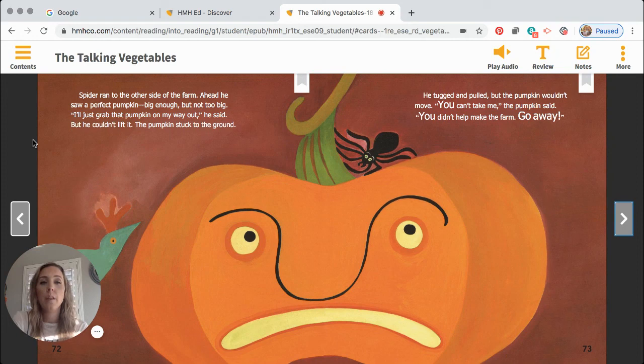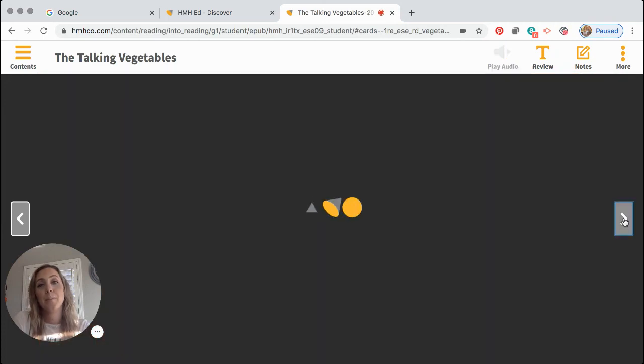I want you to think about how you think Spider is feeling right now. Do you still feel like he's feeling unkind and kind of rude? Or do you think his feeling or his attitude may be changing once these vegetables are saying, "You didn't help, you can't pick me"? Keep reading and find out.